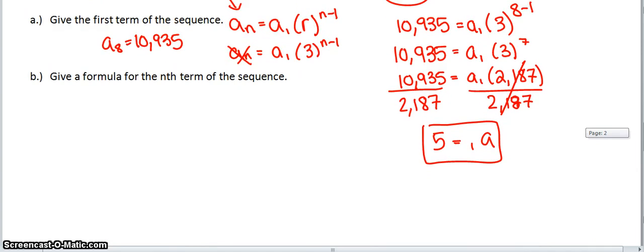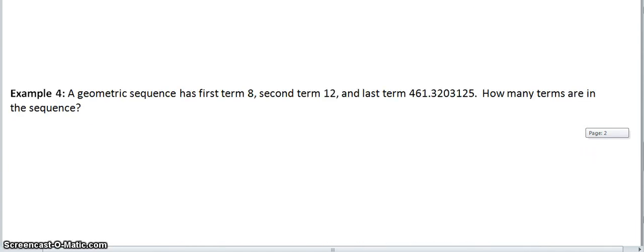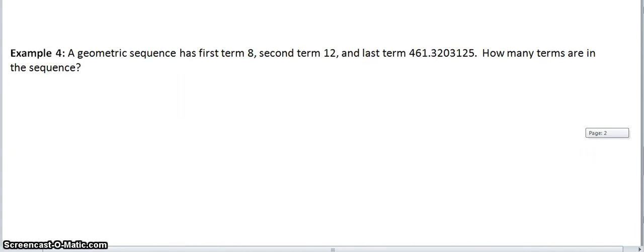I'm going to leave B for you. Kind of already did for you, but I'm also leaving an example 4 for you to try on your own so you can test yourself.